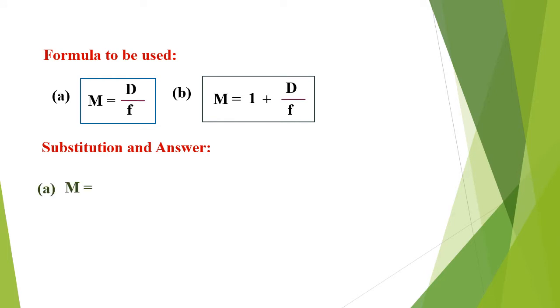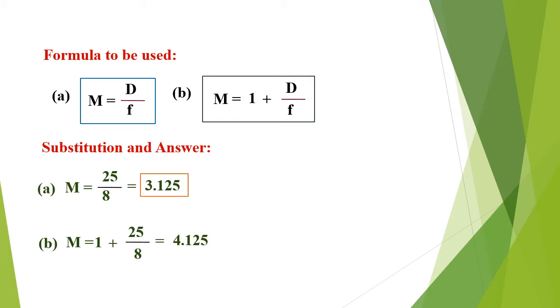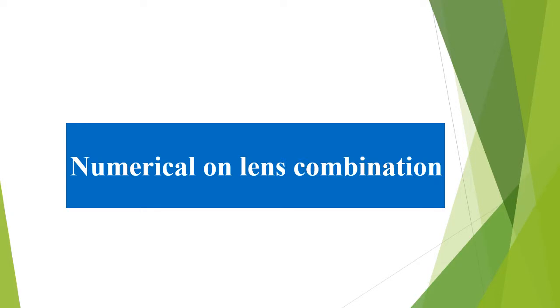Substituting the values, first m is equal to 25 divided by 8, which gives the answer 3.125. Note here no units are used for magnification. Second one, m is equal to 1 plus 25 divided by 8, which gives the answer 4.125 without unit. Now we will see numericals on lens formation.